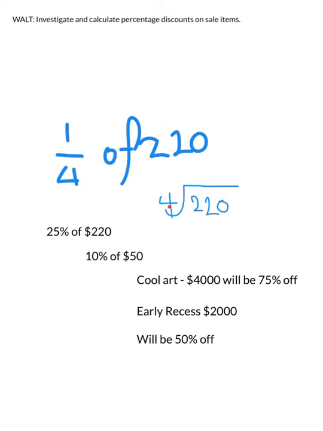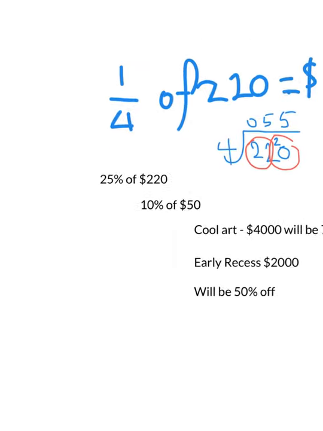All right, 4 goes into 2 0 times. Therefore, we're going to carry this over to 22. 4 going into 22 goes 5 times with 2 remainder. Now we're doing 4s into 20. 4 goes into 20 5 times. So there we go. 25% of 220 is in fact $55. Nice work.